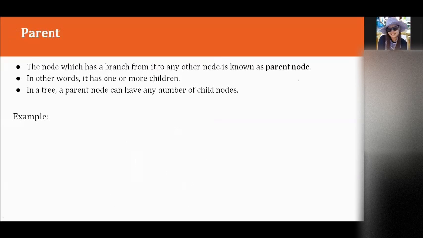So next that we have to know is the parent. So just like our family, we have a parent. So in a tree, the node which has a branch from it to any other node is known as the parent node. In other words, it has one or more children. In a tree, a parent node can have any number of child nodes.